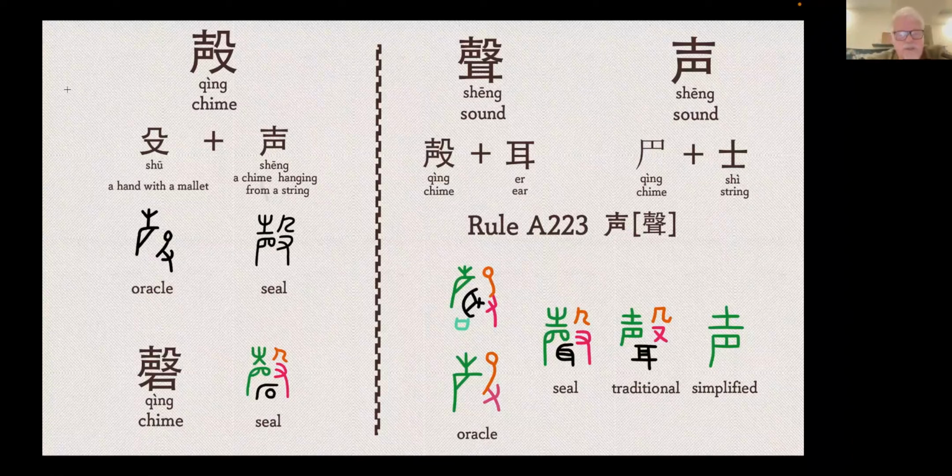So you can see in the seal character how it changed, but it changed in a different way from how the character for rock changed.